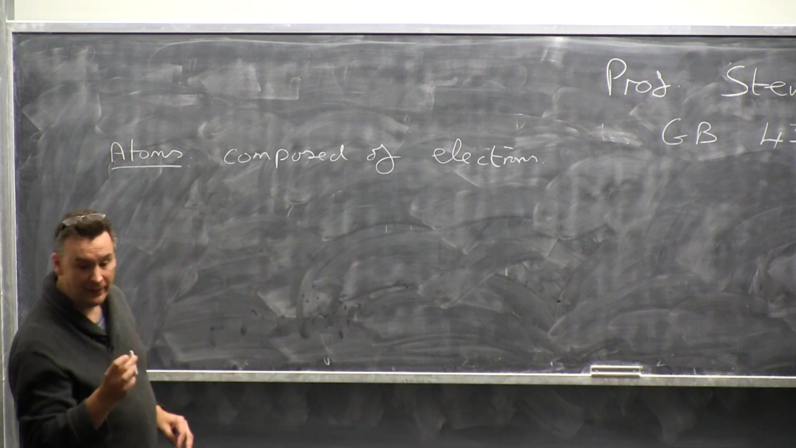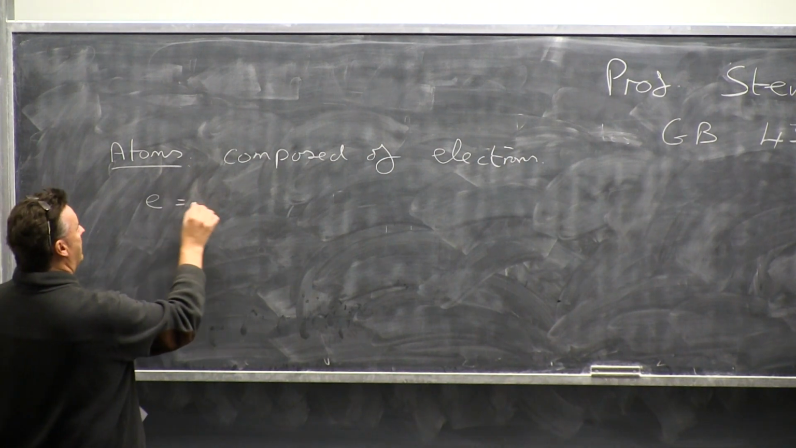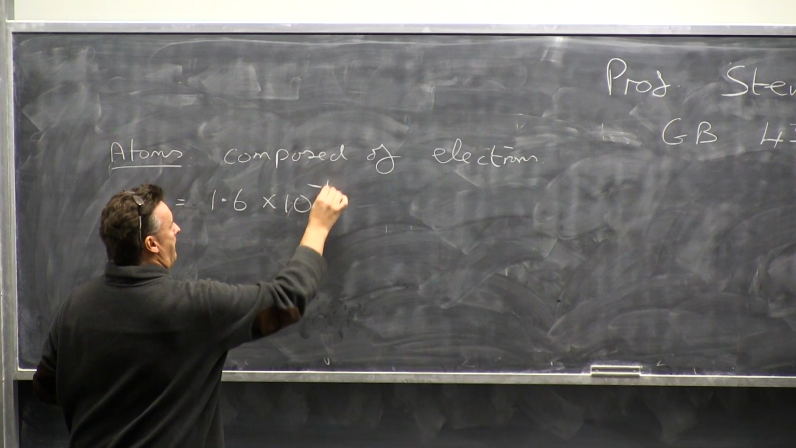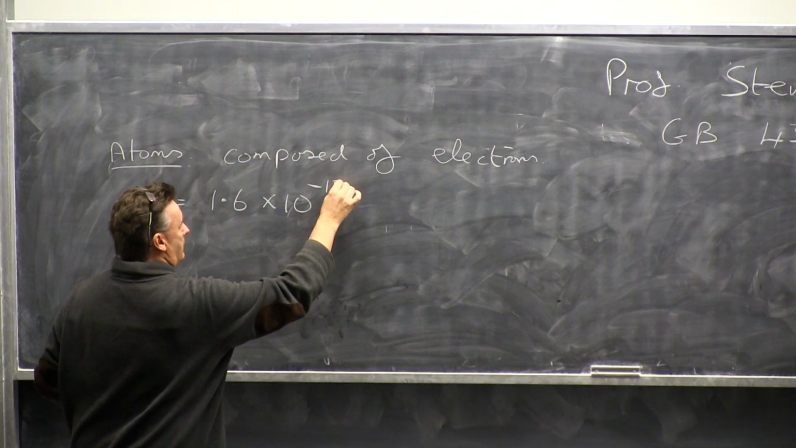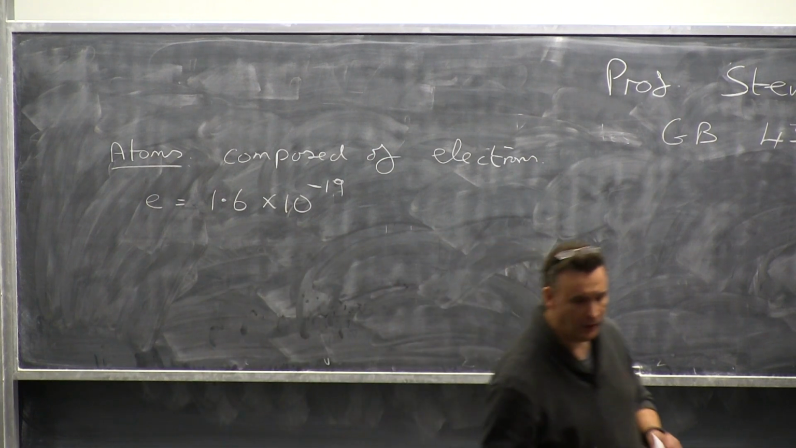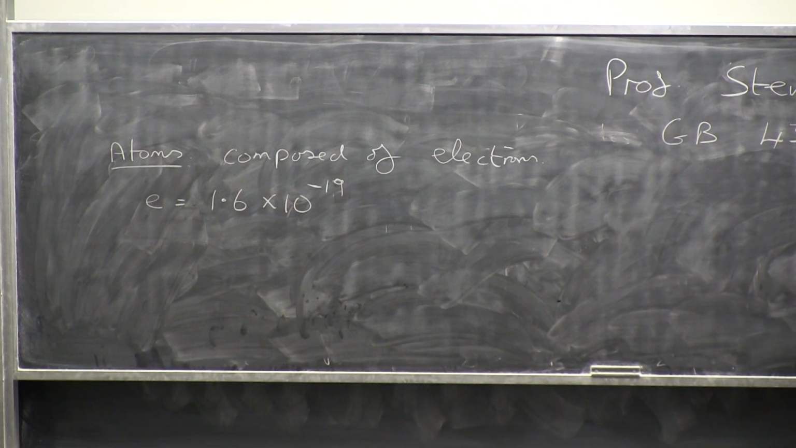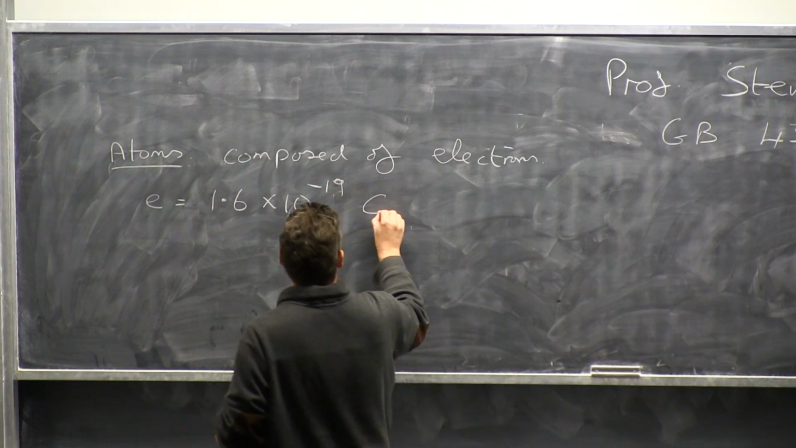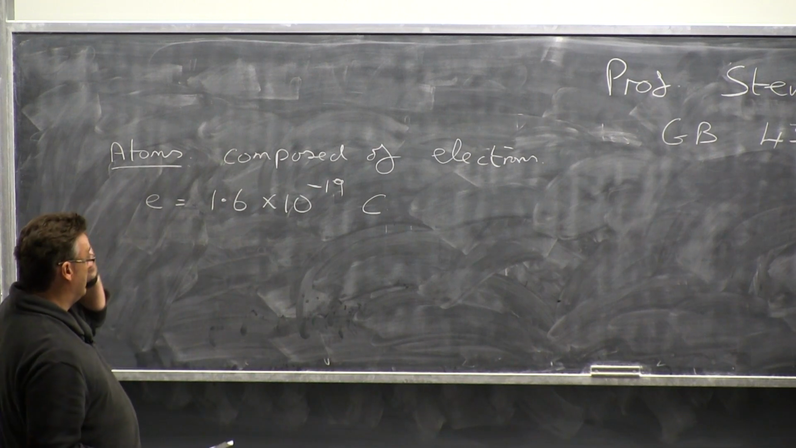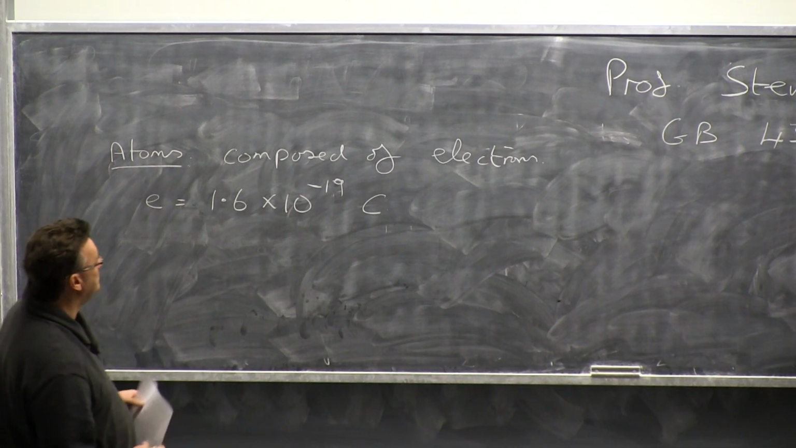So the charge on the electron, e, is 1.6 times 10 to the minus 19. And the units of that charge are coulombs. We measure these in coulombs. So the elemental charge on one electron is 10 to the minus 19 coulombs.